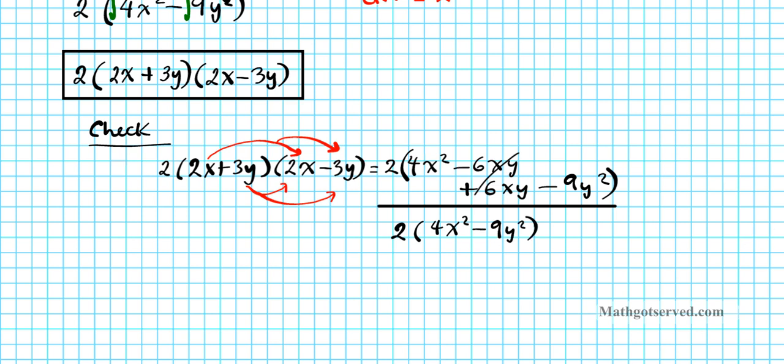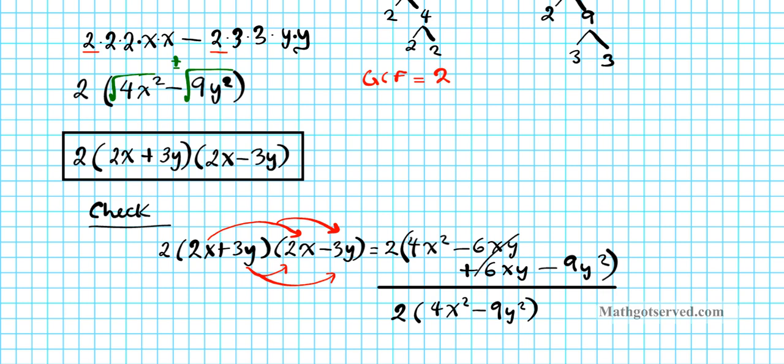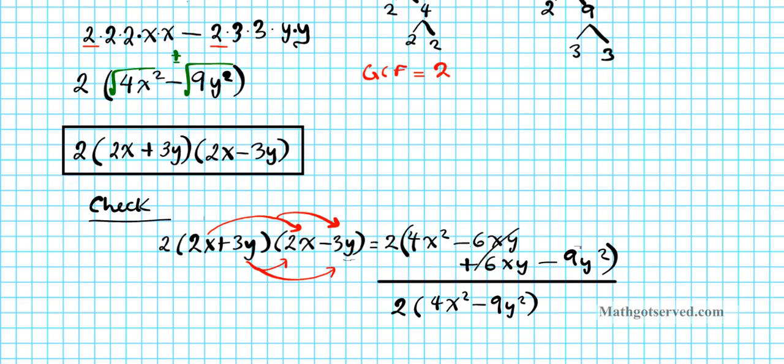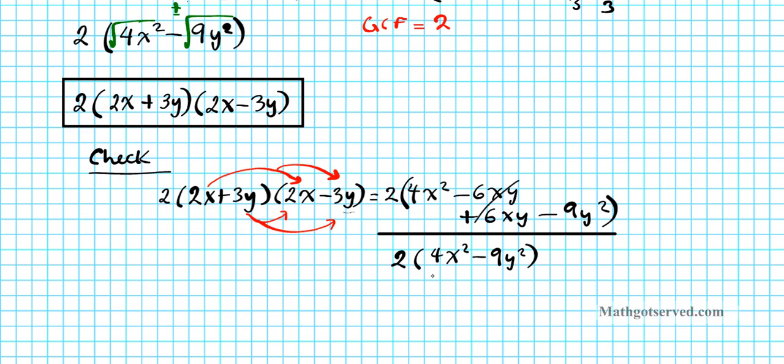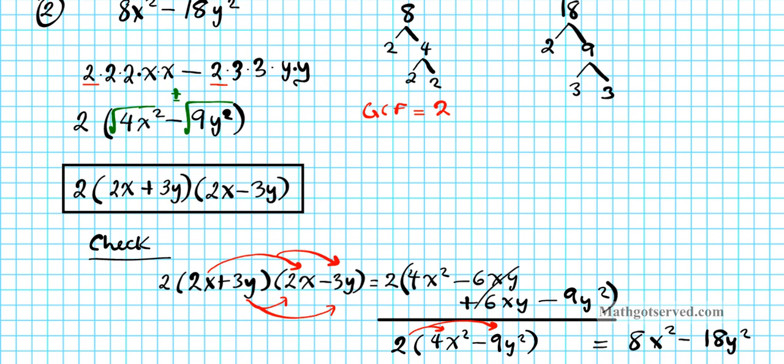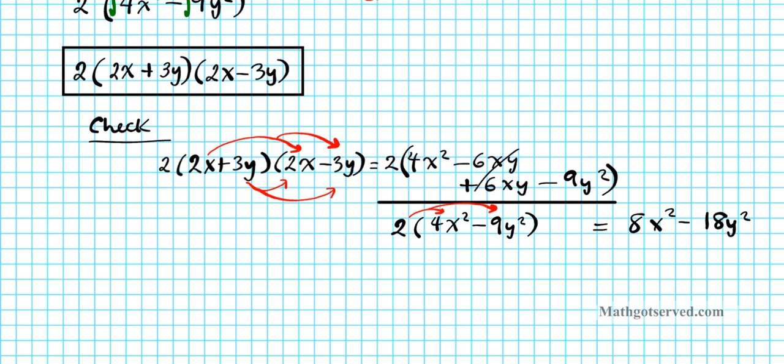Okay? Now, does this match with the original problem? Absolutely not. You notice that the original problem doesn't have a parenthesis, so we have to do one more step, which is to distribute this 2 to both terms. Okay? So we'll do that distribution. We're going to have 8x squared minus 2 times 9, which is 18y squared. Does that match with the original problem? It does. So we're confident that our answer is in fact correct.